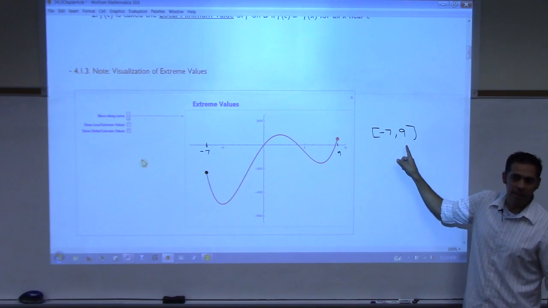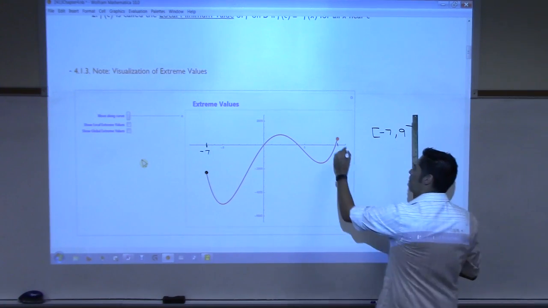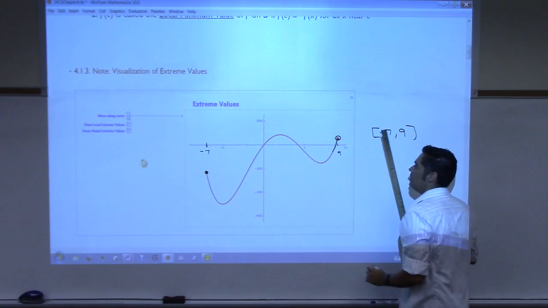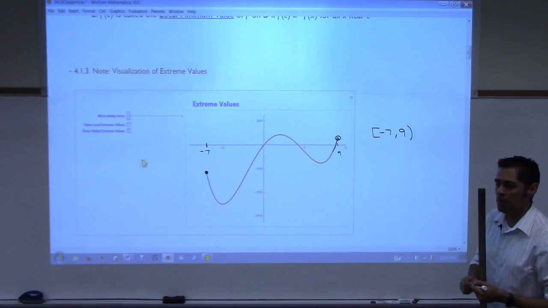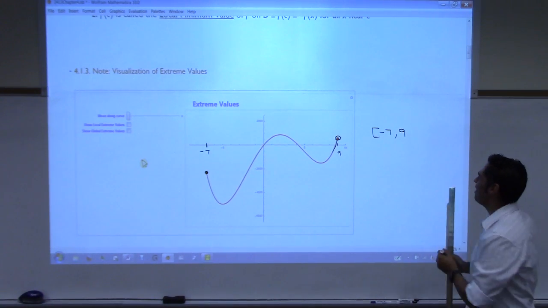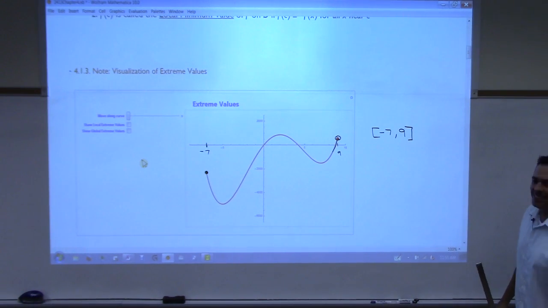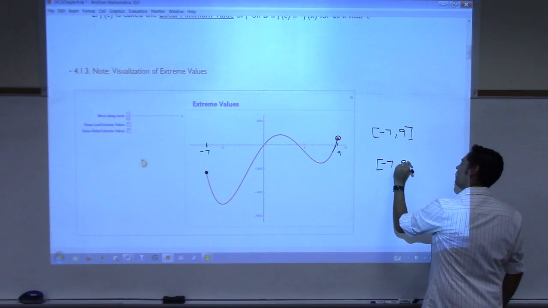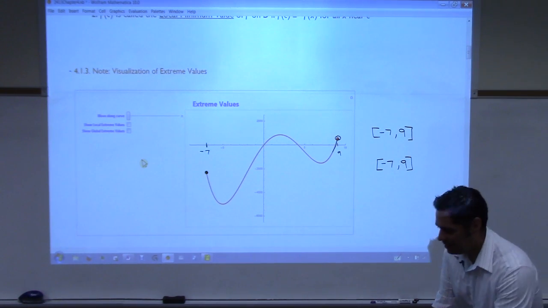That's the domain. Is there any reason for that bracket? Yes, because we actually have a point at 9, right? If this had been an open circle here, then we would have left this as a parenthesis. No, but like the way you drew it. Oh, that was a bad bracket? Thank you for pointing out that that's a bad bracket. Is that better? I didn't mean to curve it. I'm sorry about that.